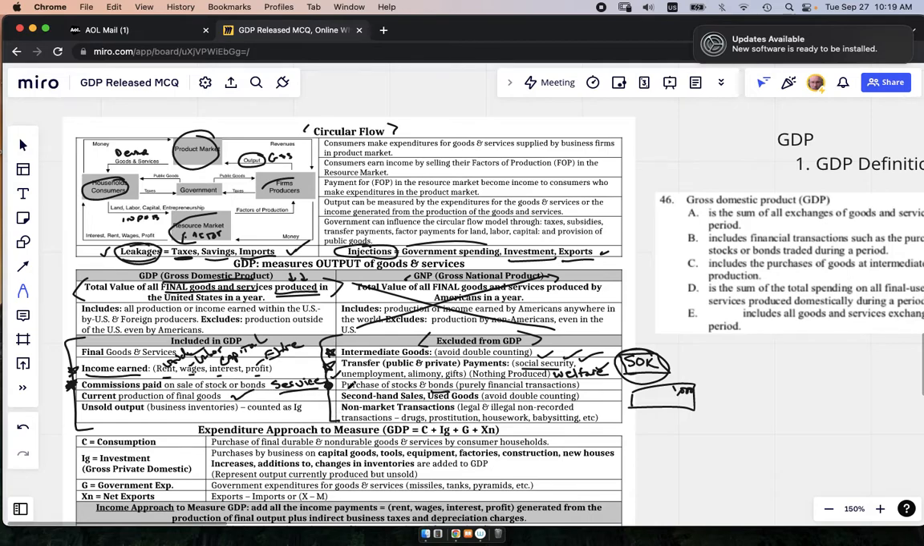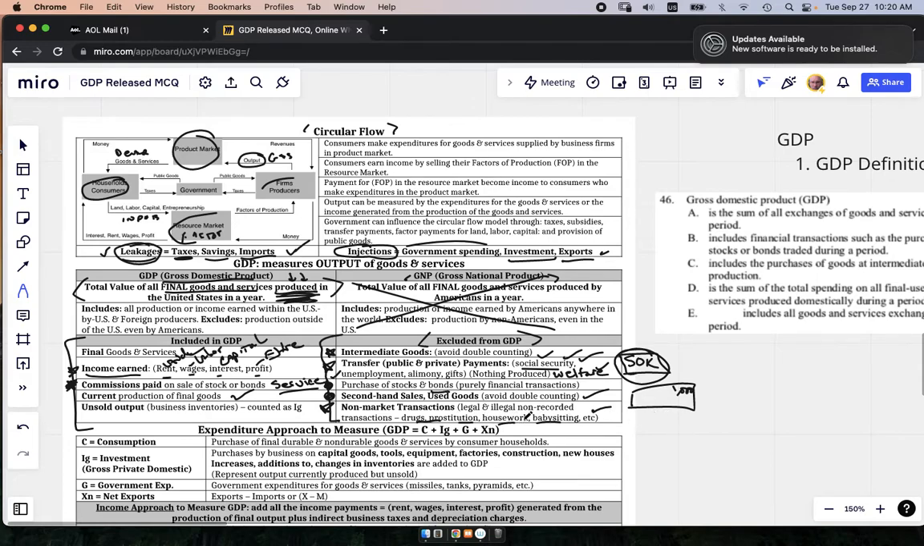Obviously, final goods and services are included. Used goods, secondhand sales, used goods never counted, right? They were counted in the year they were actually produced. Non-market transactions, drugs, prostitution, housework, babysitting, lots of these are under the table. If you're not paying taxes on it, you're not recording it, the government doesn't know about it, therefore it cannot be part of GDP.